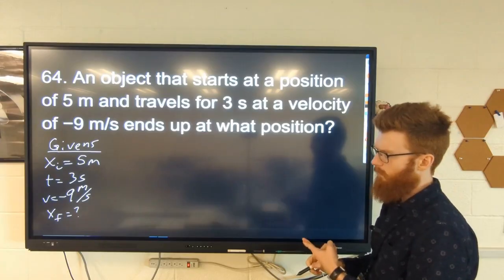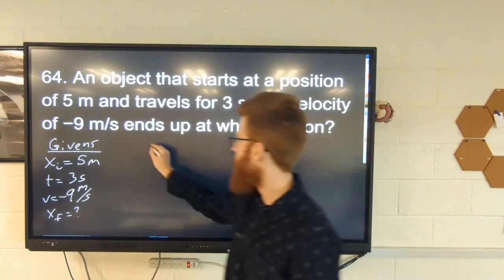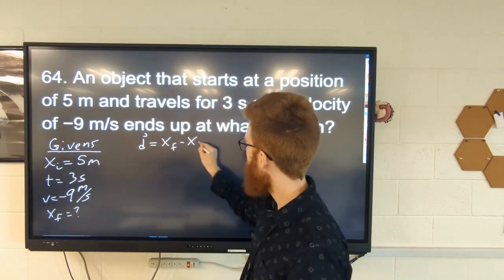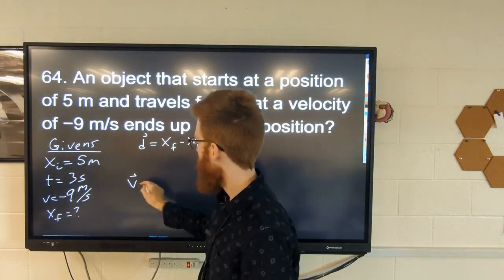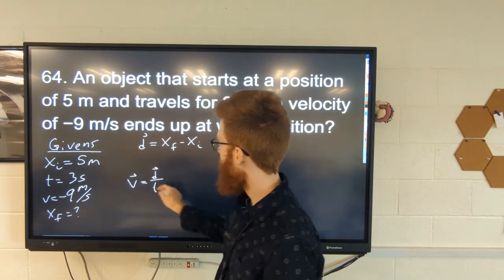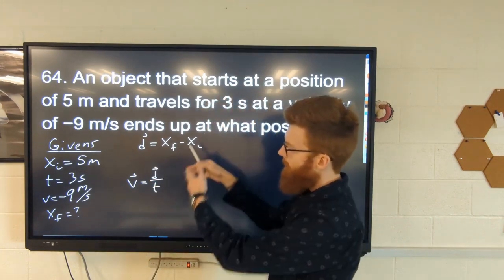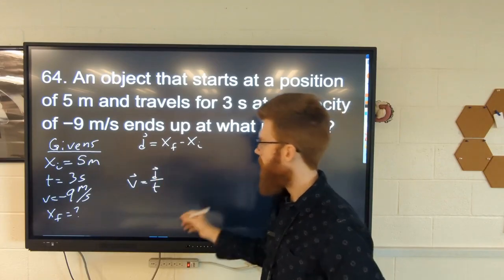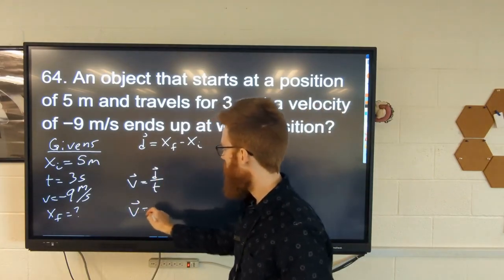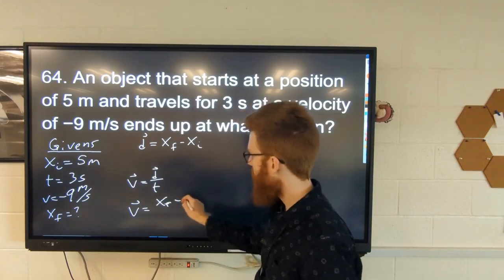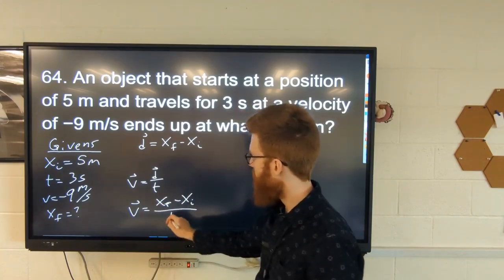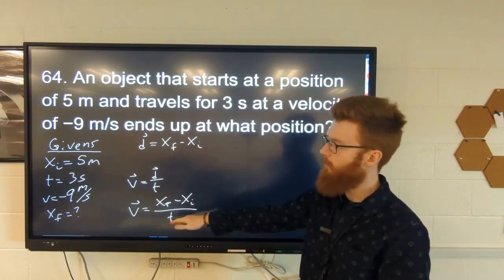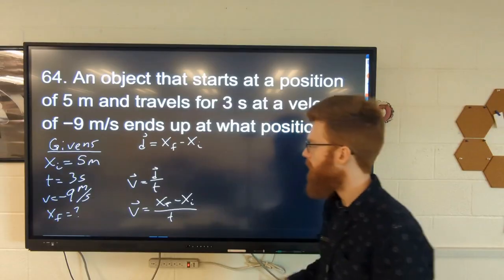So now, we kind of have to use two of our equations. We've got displacement, that's xf minus xi. But we also have velocity, which is displacement divided by time. I'm going to combine these together. Instead of having a d here, I'm going to write what d is actually equal to, and put velocity is my final position minus initial position all over t. By fusing those two together, now I have an equation that I can actually use over here.